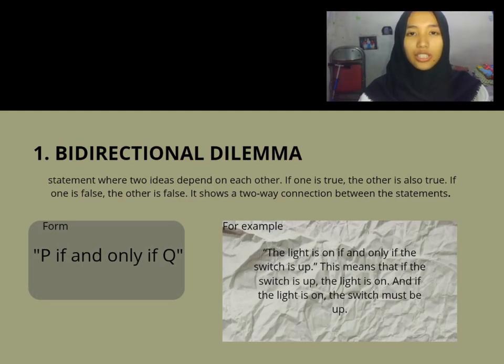Today I'll explain two topics from logic informatics. These two are bidirectional dilemma and conjunctive simplification. This topic helps us understand how logical statements are connected and how we can simplify them.